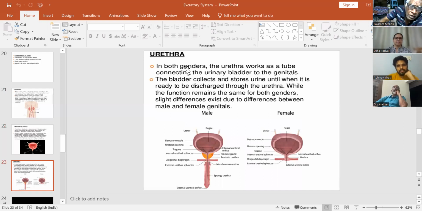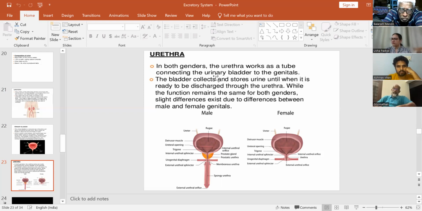Urethra. In both genders, the urethra works in a day. 1.5 liters of urine is excreted out, and the capacity of the bladder is how much? 400 to 600 ml. So in a day, we not only go one time, right? The maximum capacity is that it accommodates 400 to 600 ml. So once you feel it is full, then you feel like urinating.